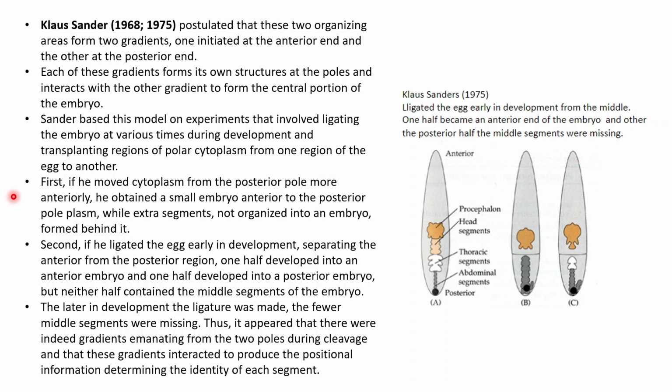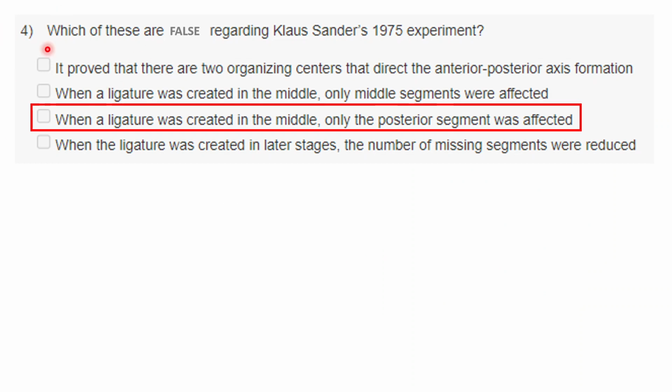Second, if he ligated the egg early in development, separating anterior from posterior, one half developed into anterior but the other half developed into the posterior, but neither half contained the middle segments. The middle segments were absent because now, due to the ligature, there is no interaction between these different gradients. So that's why statement 1, 2 and 4 are true statements.